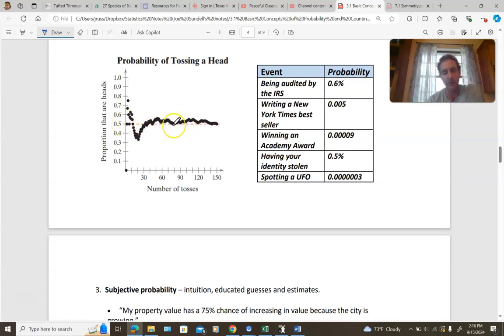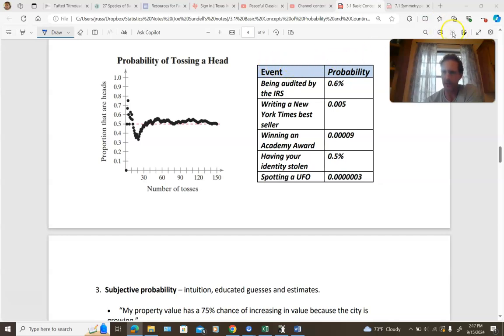So if you were to ever try that, the more tosses, the closer that average is going to get to 50%. And in theory, if you could toss a coin infinitely many times and look at the proportion that's heads, it would be exactly 50%. Now, experimentally, it's probably never going to be exactly 50%. It's probably going to be like 50.05% or something like that. But anyway, let's look at this.